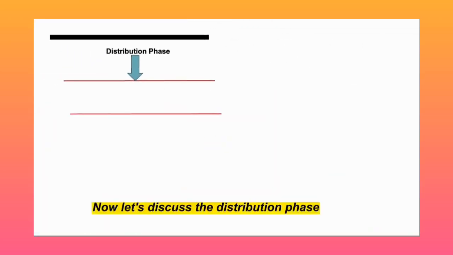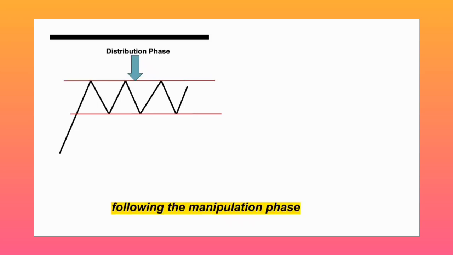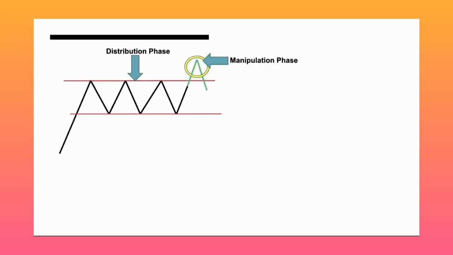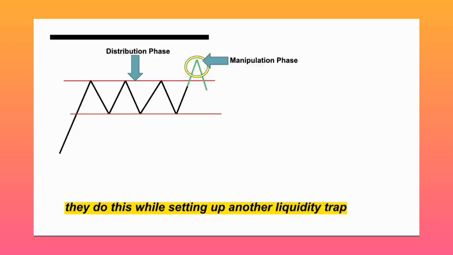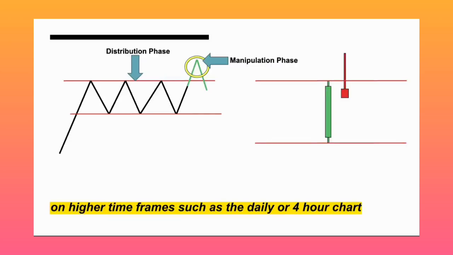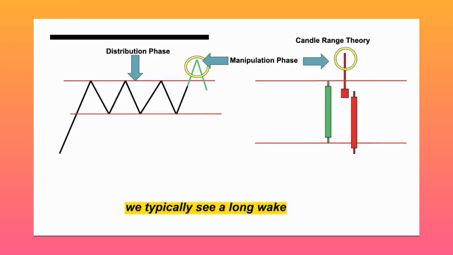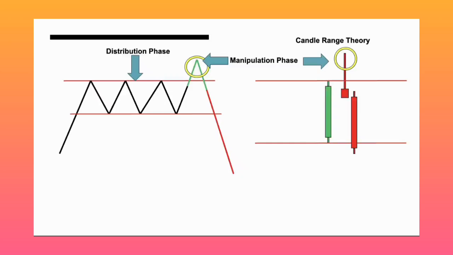Now let's discuss the distribution phase. After the price has moved up or down following the manipulation phase, smart money starts offloading their positions. They do this while setting up another liquidity trap, this time at the resistance level in a bullish setup. Retail traders are often lured into buying at the top, thinking the price will continue rising, but instead, the price reverses sharply. On higher time frames, such as the daily or 4-hour chart, we typically see a long wick above resistance in a bullish trend. This wick indicates that smart money is offloading their positions while trapping traders again. The sharp reversal that follows confirms the distribution phase.